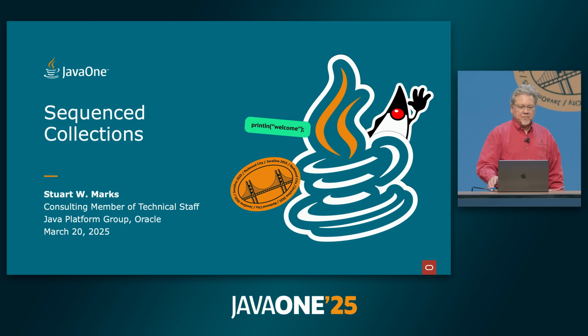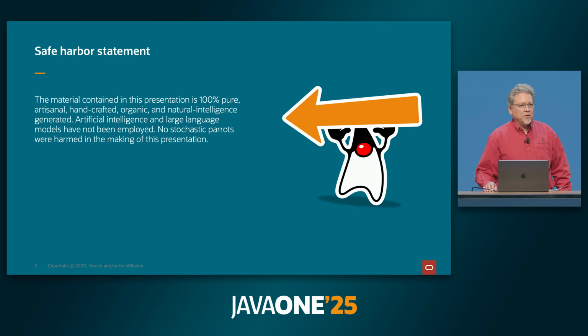I'll be talking about sequenced collections today, one of the new collection APIs we added to JDK 21. Before we start, safe harbor statement: I just wanted to let people know that no stochastic parrots were harmed in the creation of this presentation.